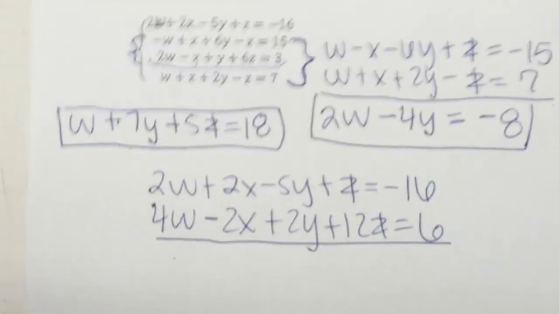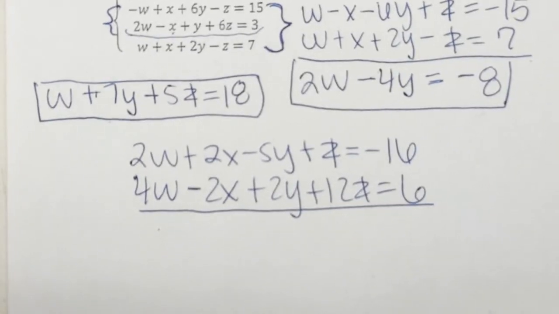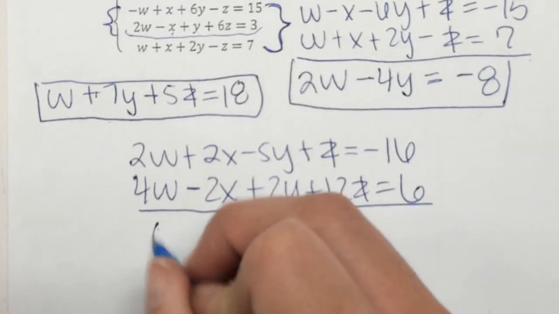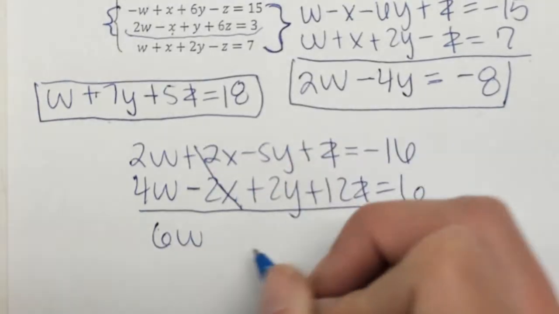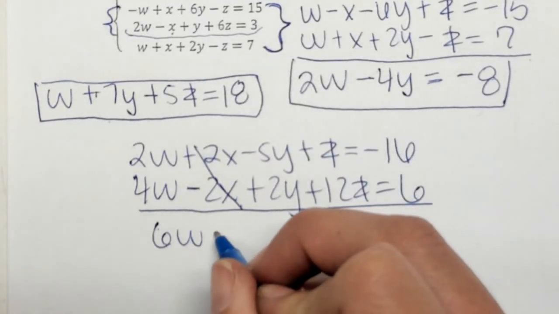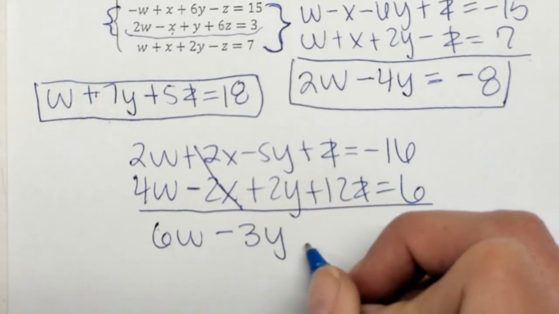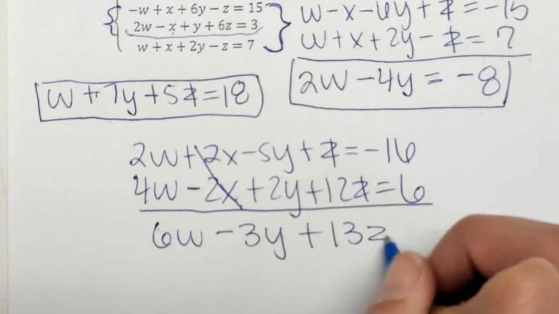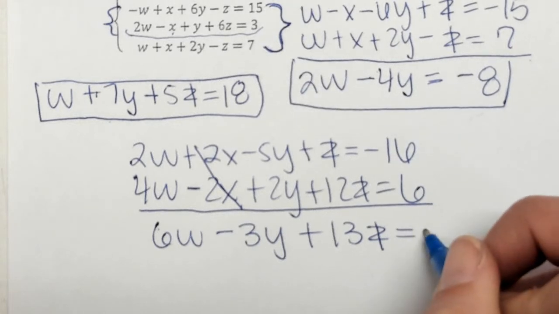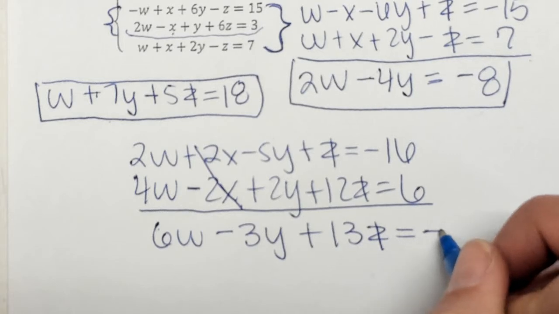Alright. Brianna, what am I going to get when I add them? 6W, X is cancel out, and 3Y, 13Z, 22. No, wait. 10. Y'all help her out. -10. Good.